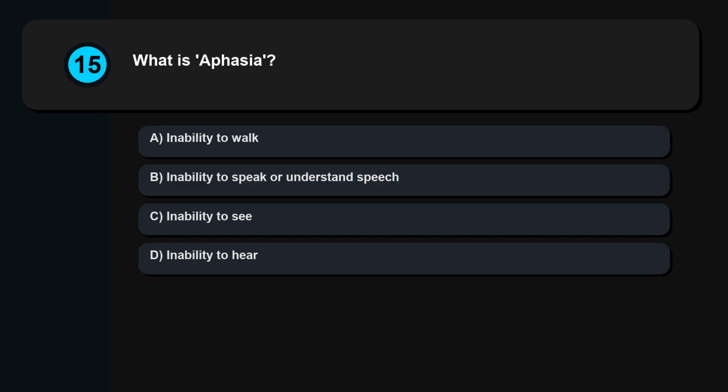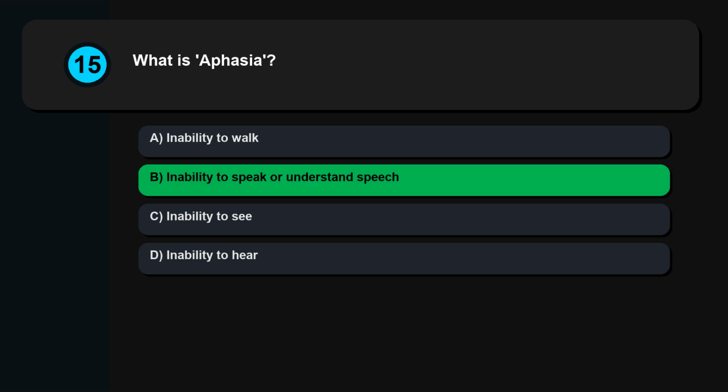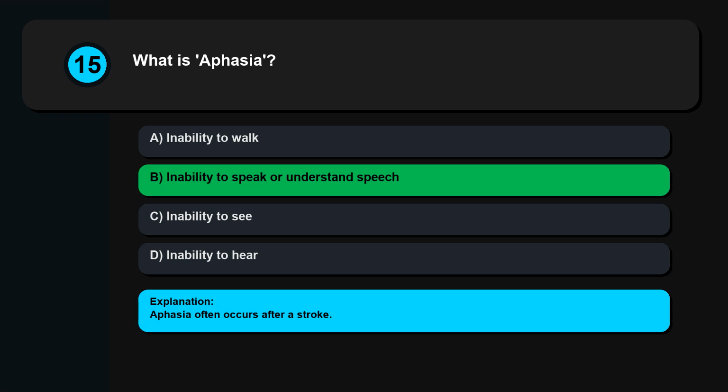Question 15. What is aphasia? Inability to walk. Inability to speak or understand speech. Inability to see. Inability to hear. Aphasia often occurs after a stroke.